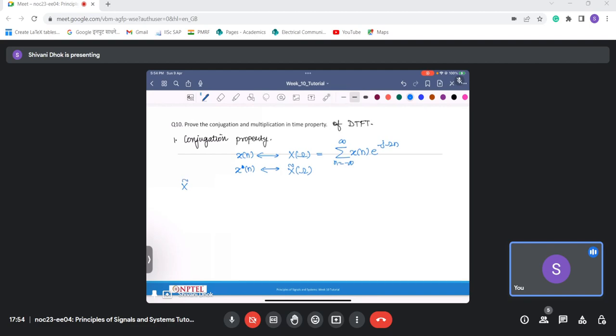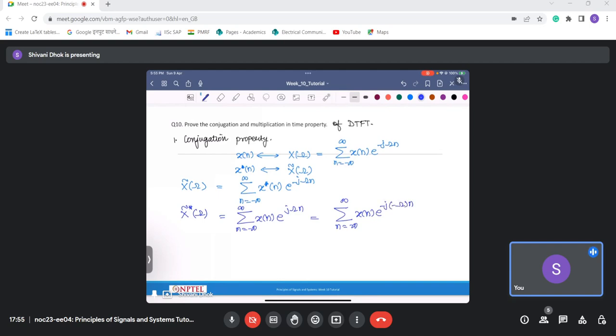So this X tilde of omega can be written as summation n running from minus infinity to infinity, x conjugate of n e power minus j omega n. Now let us take conjugates on both the sides. So what I have is x tilde conjugate of omega is equal to summation n running from minus infinity to infinity x of n e power j omega n. Now this I can write as summation n running from minus infinity to infinity x of n e power minus j minus omega n.